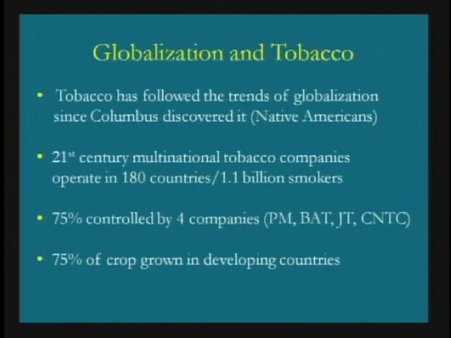There are 1.1 billion smokers in 180 countries, and this is really an oligarchy. It's owned by 4 companies: Philip Morris, British, Japan, and China. But what is not really talked about is that 75% of this crop is now grown in developing countries. And tobacco is very depleting of soils and nutrients. It also needs to dry. So 2/3 of Malawi's forest has been deforested to cure tobacco, so this industry has other ecological ramifications, besides just cancer.